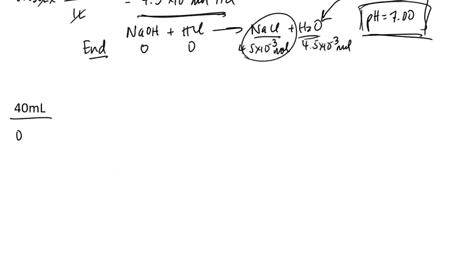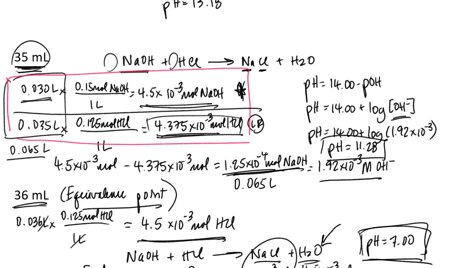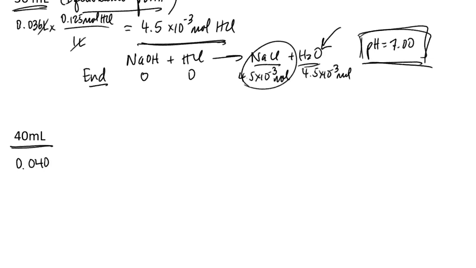So once again, I'm going to calculate for 40 milliliters of acid, I should say. We are adding 40 milliliters of 0.125 molar hydrochloric acid to the 30 milliliters of the 0.15 molar sodium hydroxide as a base. I'm going to calculate the number of moles of hydrochloric acid that result from that addition. So that would be 0.040 liters of 0.125 molar hydrochloric acid. If I do that calculation, I end up with 5 times 10 to the negative third moles of hydrochloric acid added at this point in the titration.